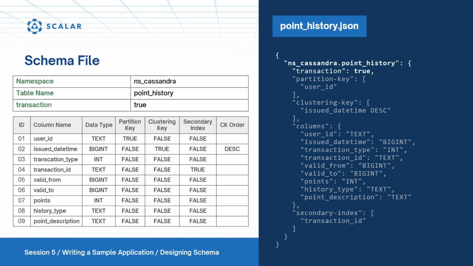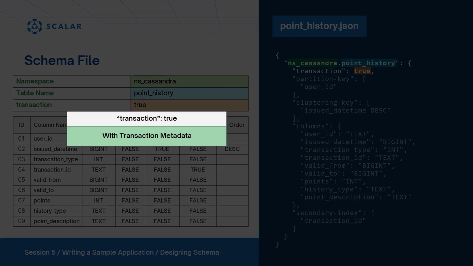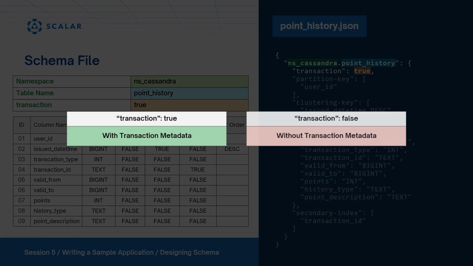Let us discuss how the schema is defined for a particular table. First, specify the target table. This is specified in the format namespace.tablename. The transaction field indicates whether the table is for transactions. If you set the transaction field to true, the tool will create a table with transaction metadata. If you set the transaction field to false, the tool will create a table without transaction metadata.